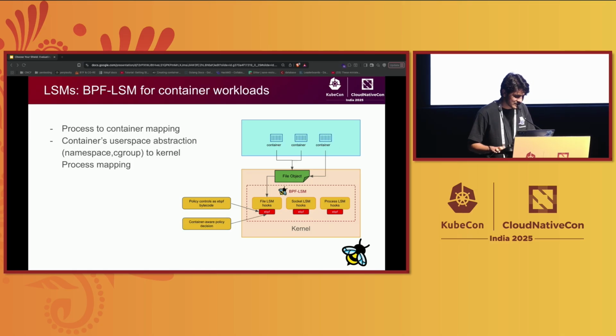To apply BPF-LSM for container workloads, we need to identify which process belongs to which container in kernel space. And containers are a user space abstraction. But the kernel gives us primitives like cgroups and namespaces to map a process back to its container. So once this mapping is in place, we can enforce fine-grained container-specific policies directly from the kernel, all within BPF-LSM. So now we have an understanding of how LSM works and how we can enforce security policies using those.